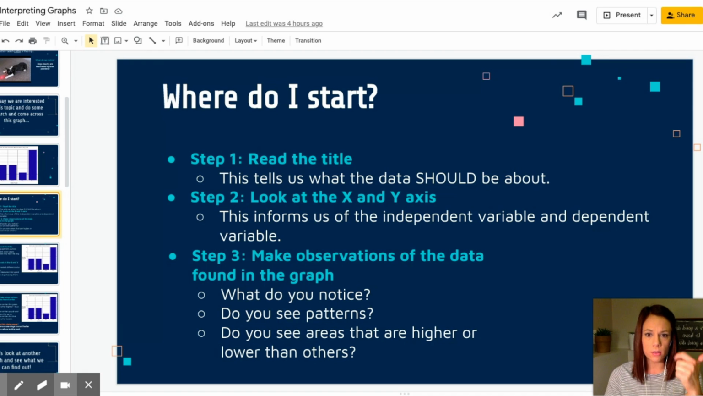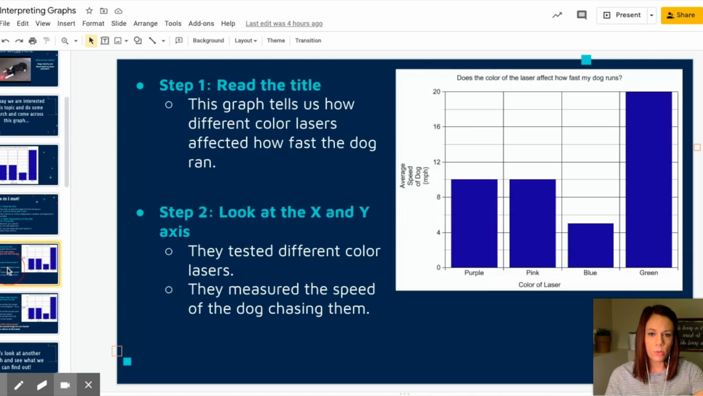Read the title, look at the axes, and then start making observations of the data, patterns, trends, areas of high and areas of low. So when I look at this graph, let's first read the title. It says, does the color of the laser affect how fast my dog runs? So that's what's going on in this experiment. We've got color of laser affecting the speed of the dog.